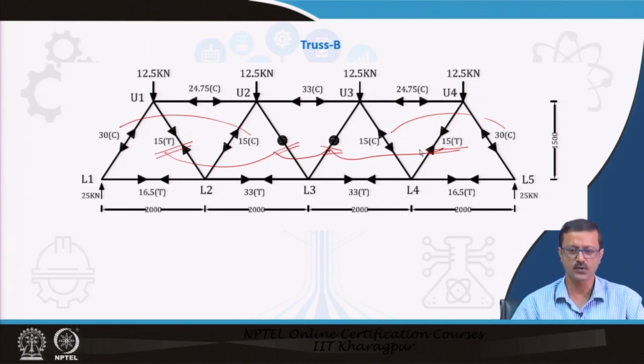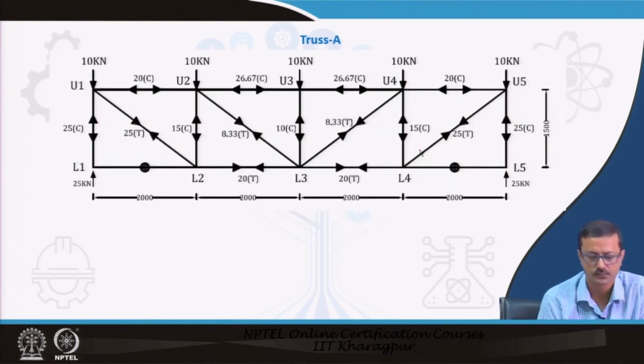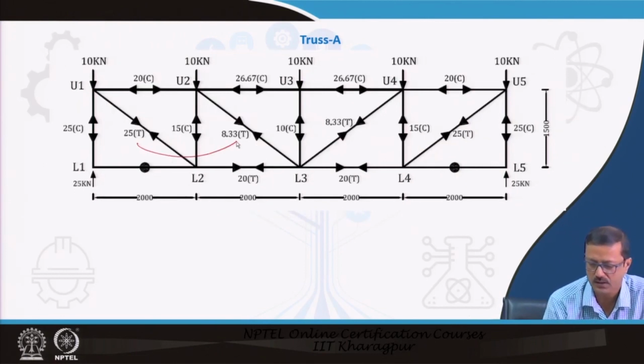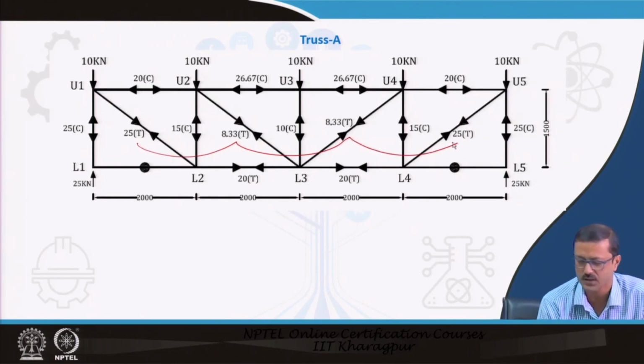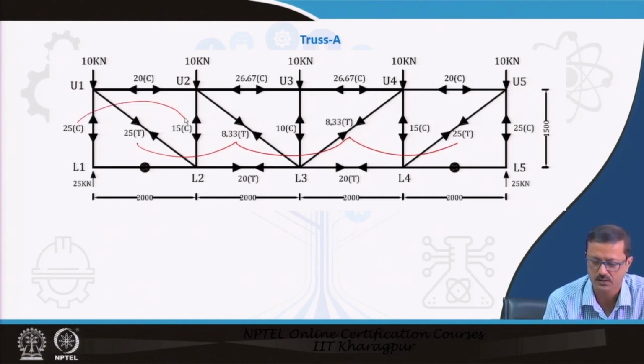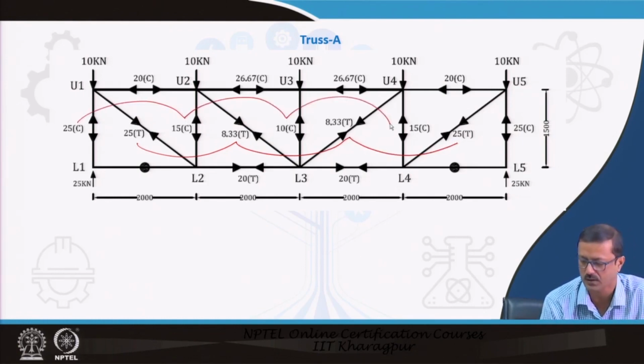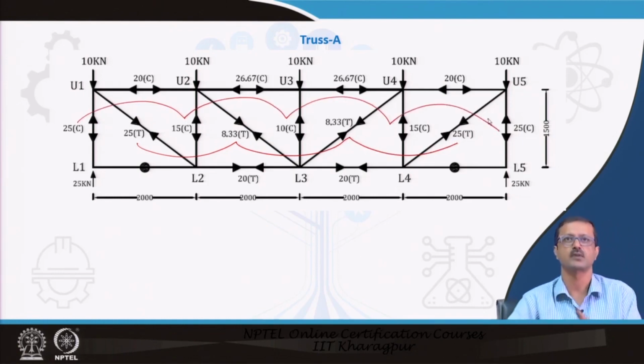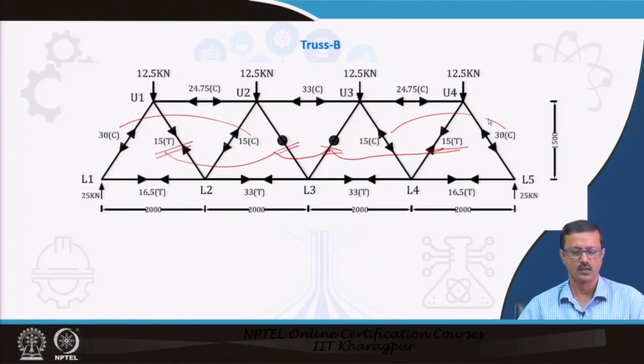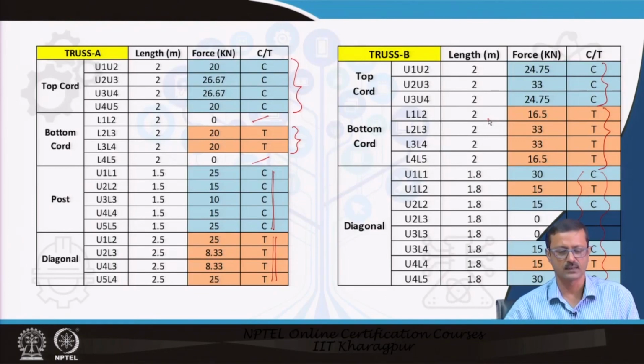If you go to truss A, you see tension, tension, tension and tension, whereas here it is compression, compression, and the posts are in compression. So, there is a kind of rhythm, a kind of symmetry in it. We can understand that by virtue of this, these two types of trusses behave similarly.